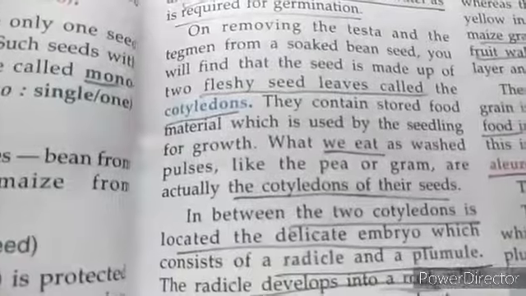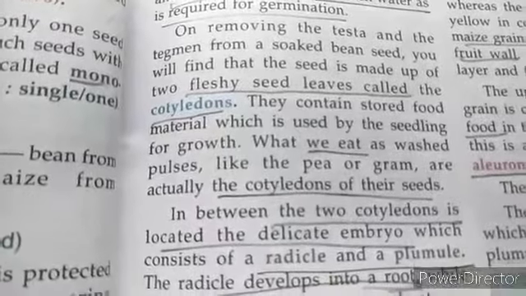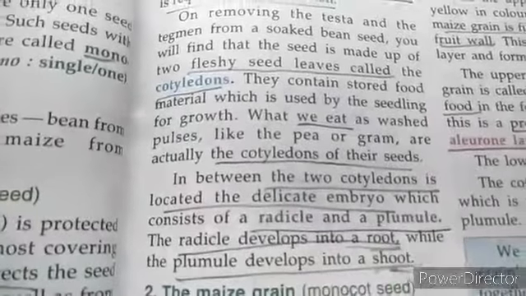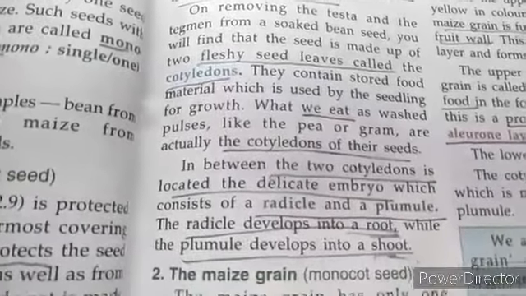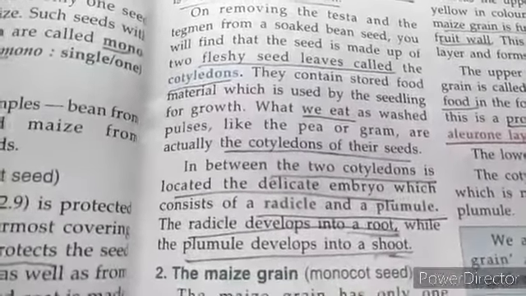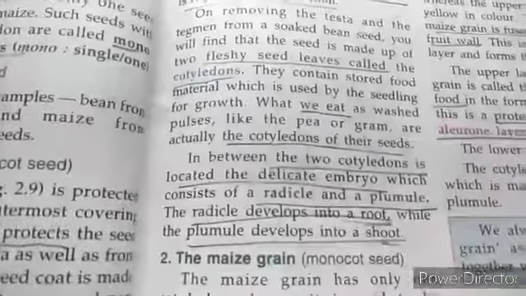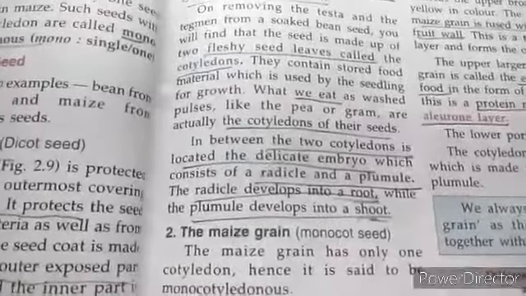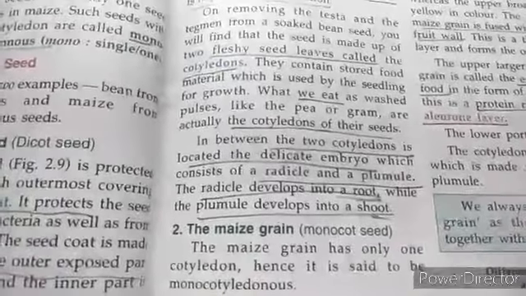And then, on removing the testa and the tegmen from a soaked bean seed, you will find that the seed is made up of two fleshy seed leaves called the cotyledons. They contain stored food material which is used by the seedlings for growth. Now, what we eat as washed pulses like pea and gram are actually the cotyledons of their seeds. So we came to know that in gram and pea, what we actually eat, what is edible, is actually the cotyledons. In between the two cotyledons is located a delicate embryo which consists of the radicle and plumule. The radicle develops into a root and the plumule develops into a shoot, which I've already told you.